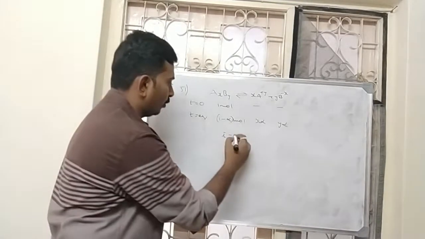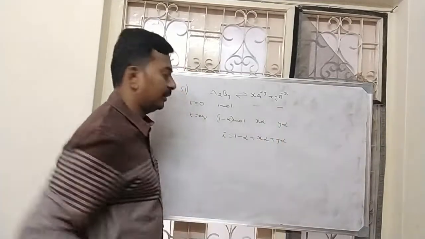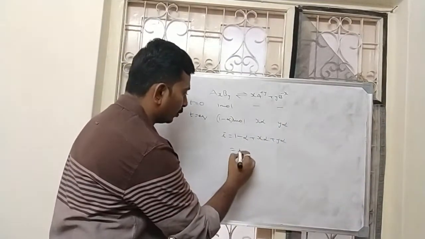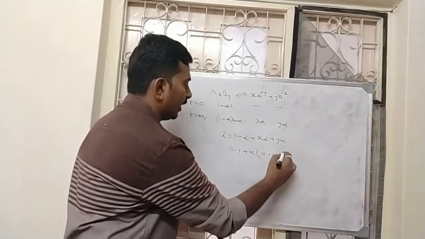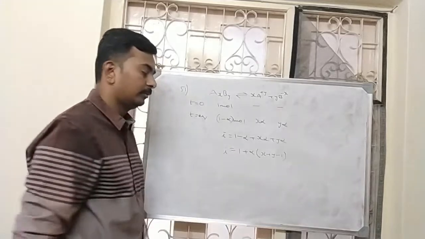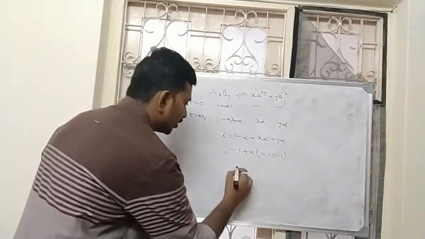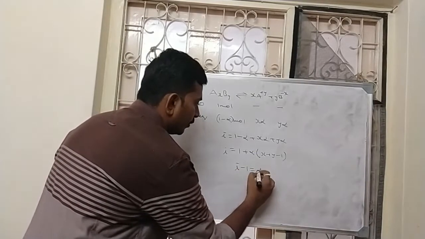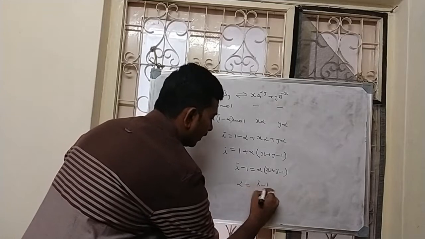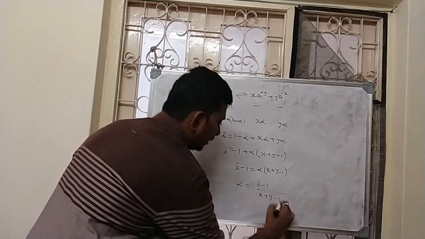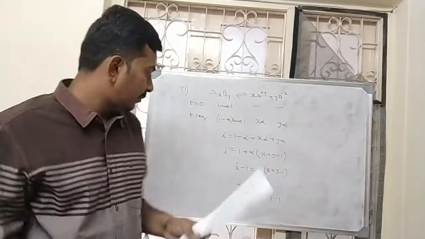So what will be the value of i? i is equal to 1 minus alpha plus x alpha plus y alpha, which is equal to 1 plus alpha, and if I take it common here, you will get (x plus y minus 1). So you rearrange this in terms of alpha. So i minus 1 is equal to alpha into (x plus y minus 1). Alpha value will be (i minus 1) by (x plus y minus 1). So the answer will be option A.